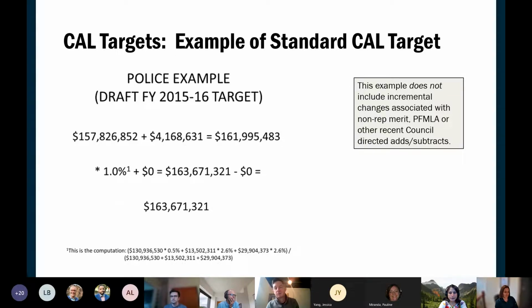And this example does not include the recent incremental changes that have happened over time to Cal targets, including non-rep merit, and PFMLA, which goes into effect January 1st of next year. PFMLA stands for Paid Family Medical Leave Act, and there will be an adjustment to your Cal target based off of PFMLA. And it also doesn't include other recent council directed adds or subtracts that may have affected your specific bureau.